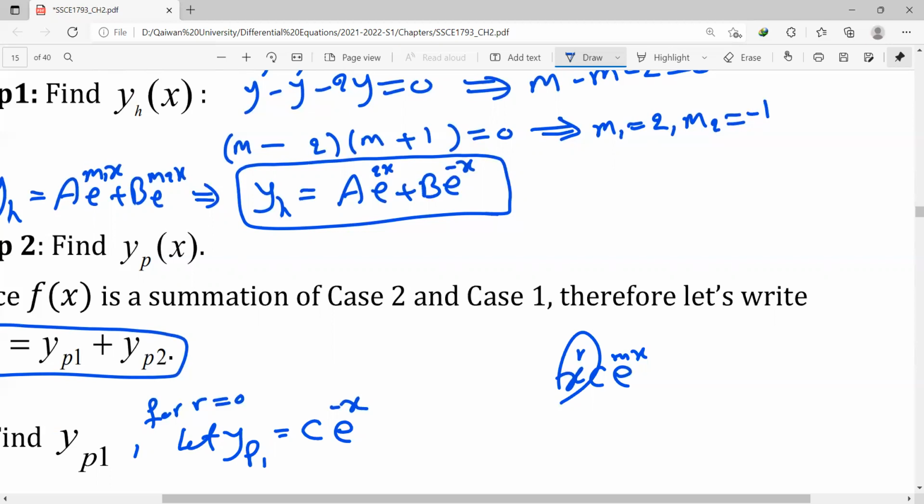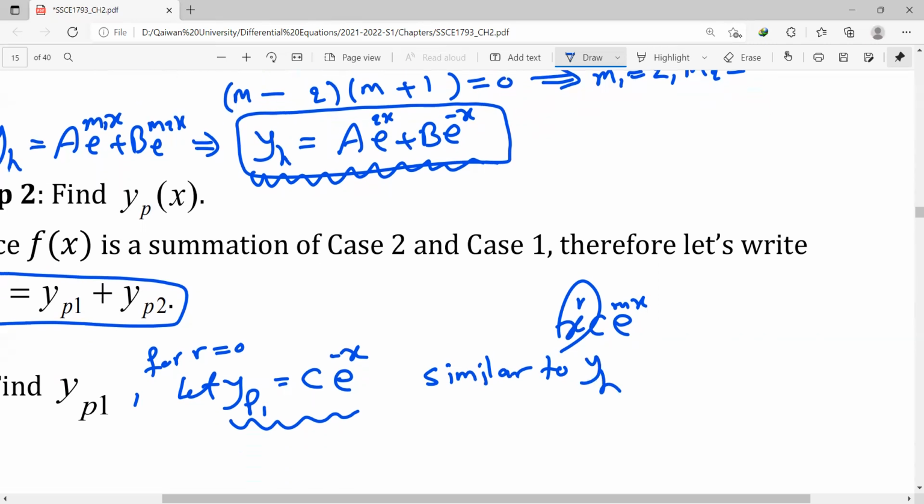Let's check if there is similarity between yp1 and the homogeneous solution. This is the homogeneous solution, and this is yp1 that we choose. Is there similarity between them? Yes, because we have e to the power minus x the same, and it's multiplied by a constant. B is a constant, and here c is a constant also. E to the power negative x and e to the power negative x are the same. That means there is similarity to yh.